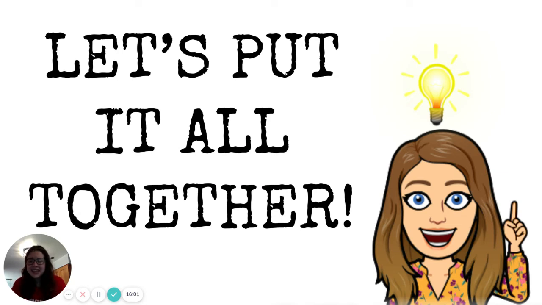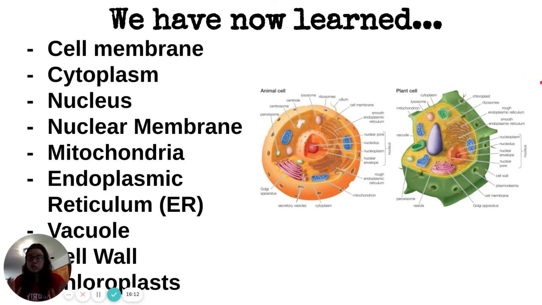Let's put this all together then in one last part. We're going to do a little bit of comparison between our animal cells and our plant cells, because we've now learned 9 different structures. We've learned cell membrane, cytoplasm, nucleus, nuclear membrane, mitochondria, endoplasmic reticulum, vacuole, cell wall, and chloroplasts. That's a lot of organelles that we've learned over the last 2 weeks. We know that some of them are found in animal cells and some of them are found in plant cells.